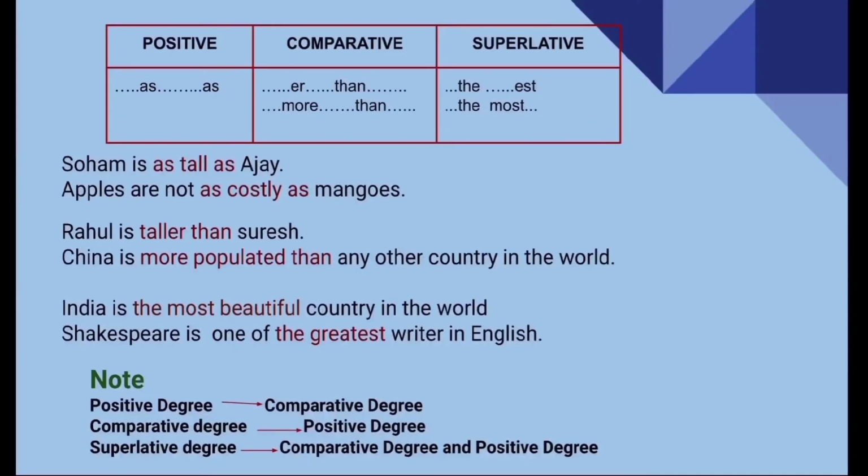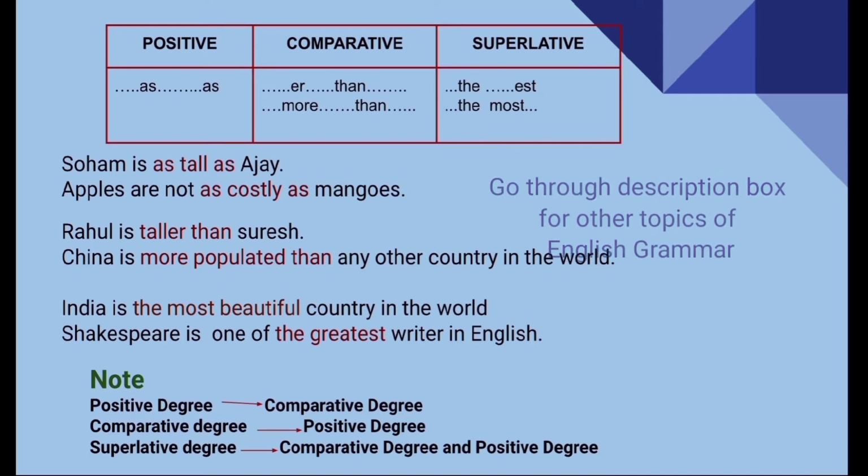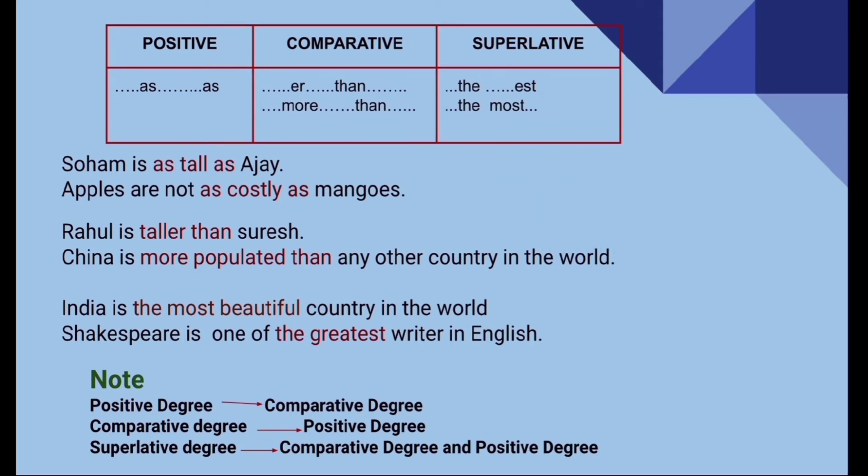Come towards this chart, and here we can find the formations of our positive degree, comparative degree and superlative degree. In the positive degree, we find the original form of the adjective. For example, Soham is as tall as Ajay. So as tall as. So tall is your original adjective. Apples are not as costly as mangoes. So tall and costly are in the original format of adjectives.